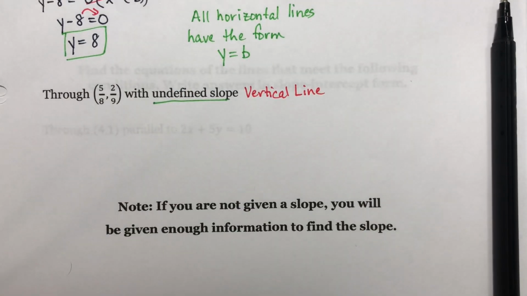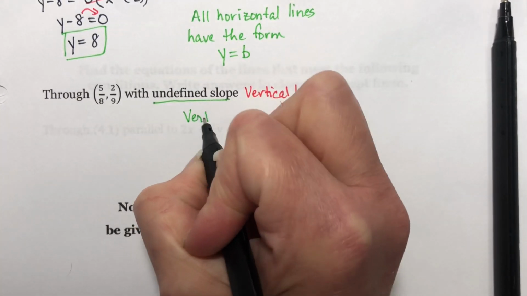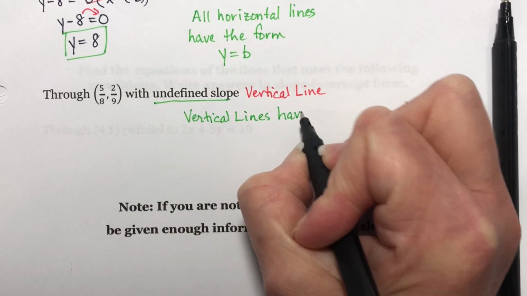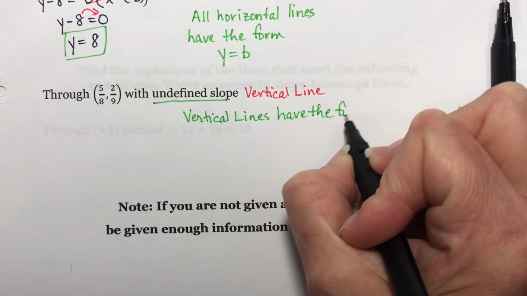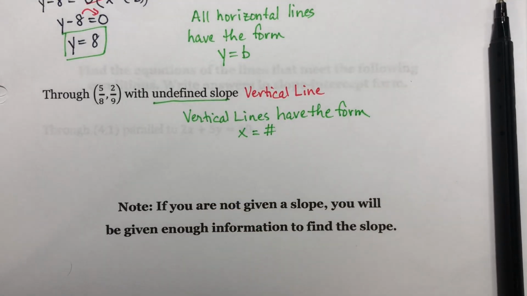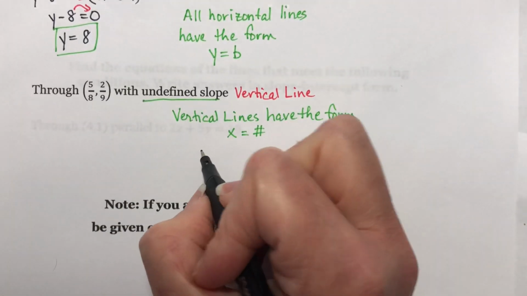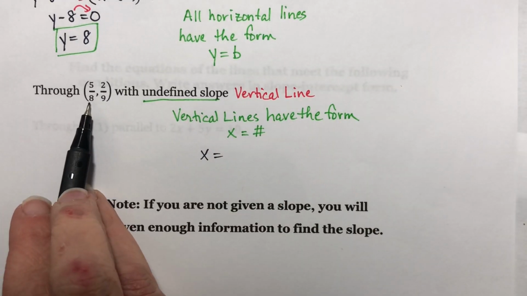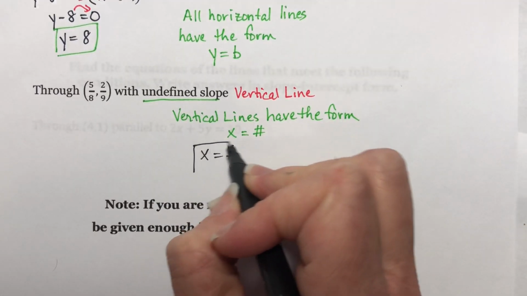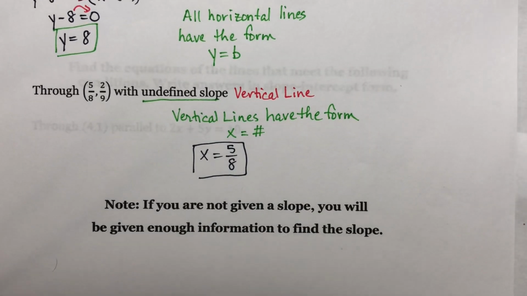Now, unfortunately, we cannot plug in undefined. So this is something we must remember. Vertical lines have the form x equals a number. Usually it's going to be the x-intercept. But the way you write your equation is always x equals whatever x equaled. So x equals 5/8 would be an equation of a vertical line. Okay.